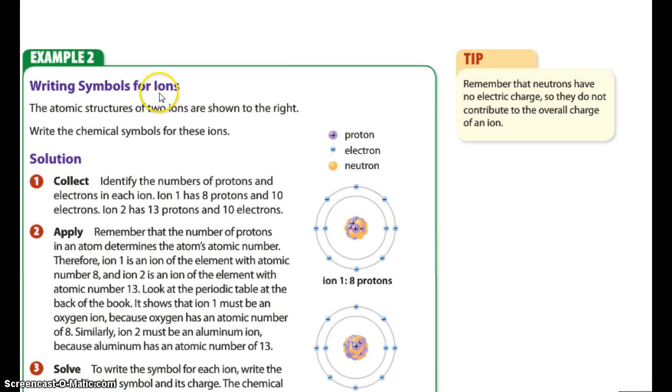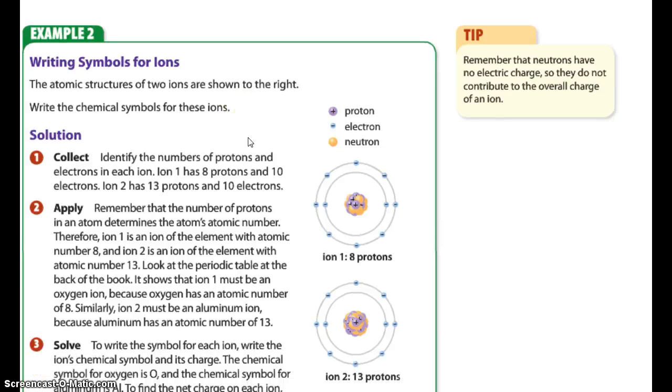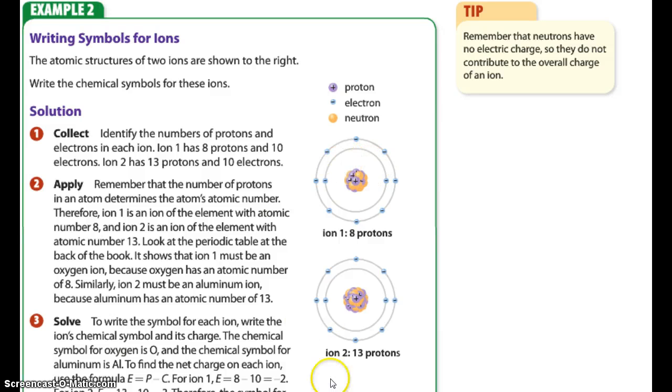All right, writing symbols for ions. Tip, remember that neutrons have no electric charge, so they do not contribute to the overall charge of an ion. Write the chemical symbol for these ions. Okay, so we have ion number 1 and ion number 2.